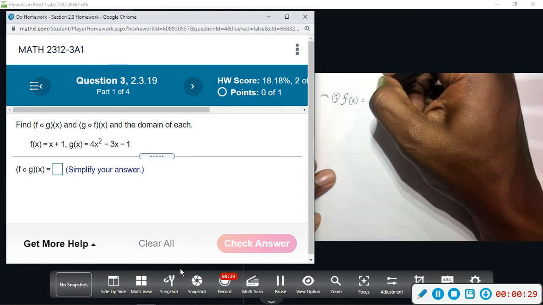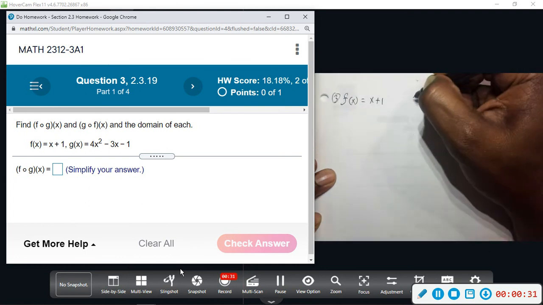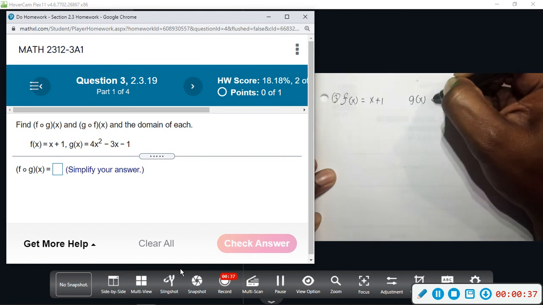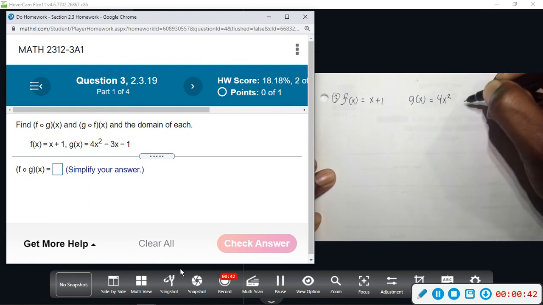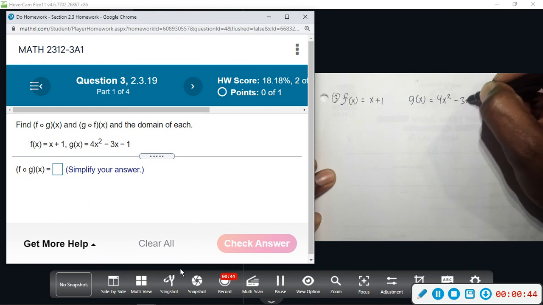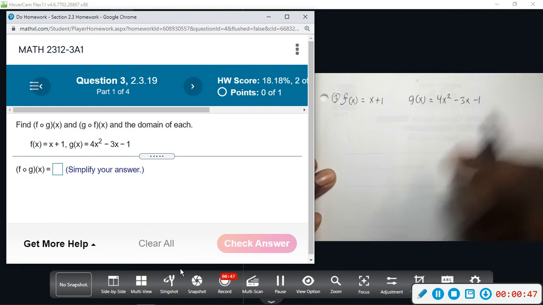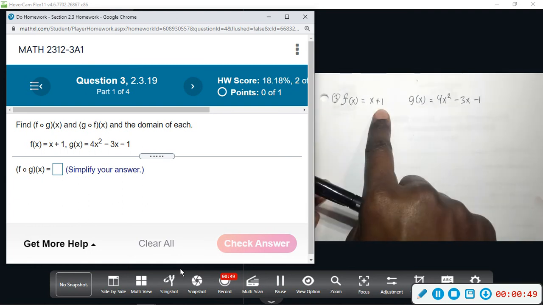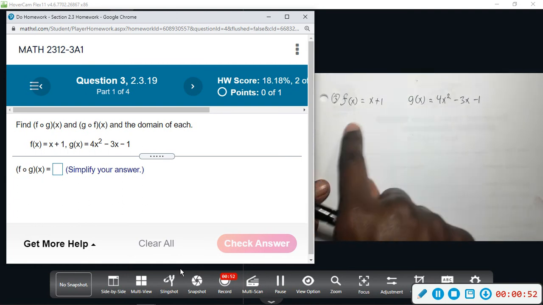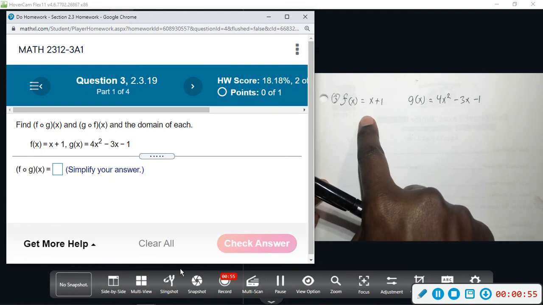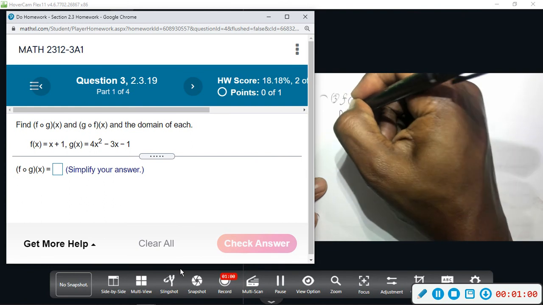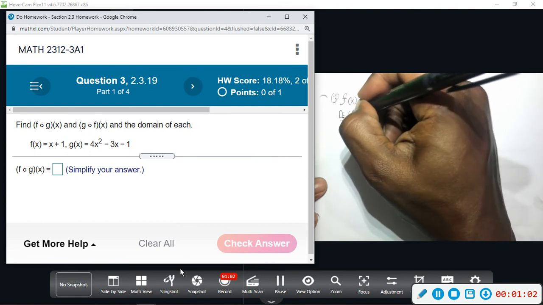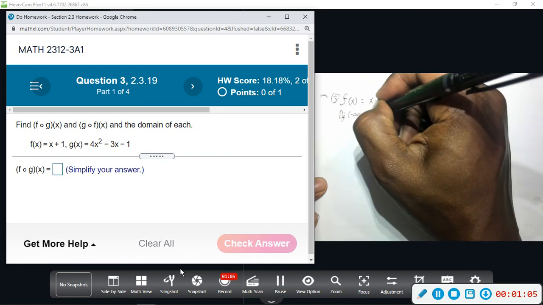Okay, so we have x plus 1. And then you want to find g of x as well. G of x, that function is 4x squared minus 3x minus 1. Okay, so in f of x there are no fractions with x in the bottom, no square roots, and no logarithm. So your domain, the domain of f is negative infinity to positive infinity or all real.